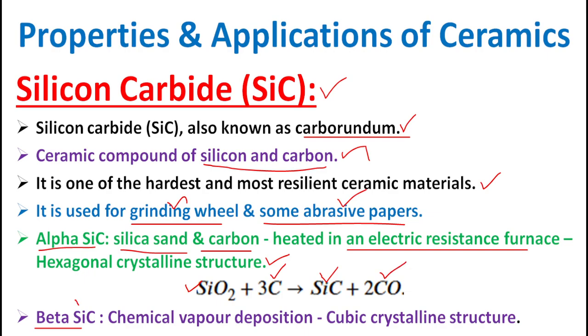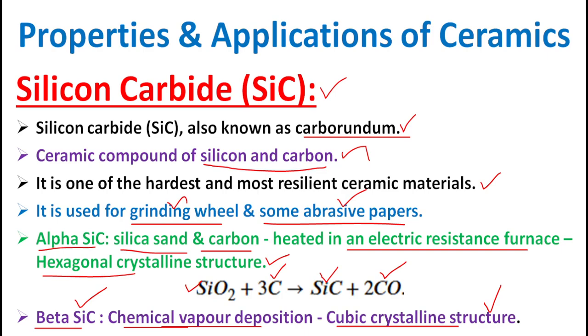Next, beta SiC is mainly produced by the chemical vapor deposition (CVD) process, and its structure is a cubic crystal structure. So alpha SiC has the hexagonal crystal structure, and beta SiC has the cubic crystal structure. There are two manufacturing processes: one uses silica sand and carbon for alpha SiC, and the other is chemical vapor deposition for beta SiC. It is mainly used for grinding wheels and abrasive paper manufacturing.